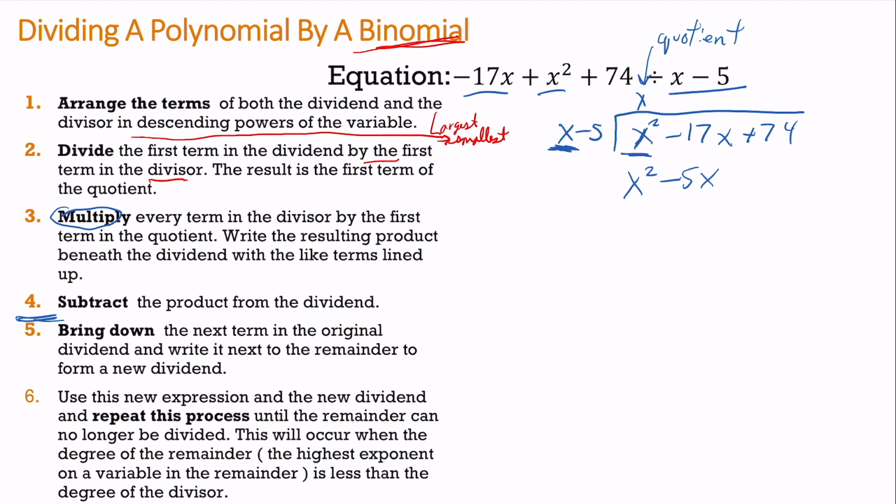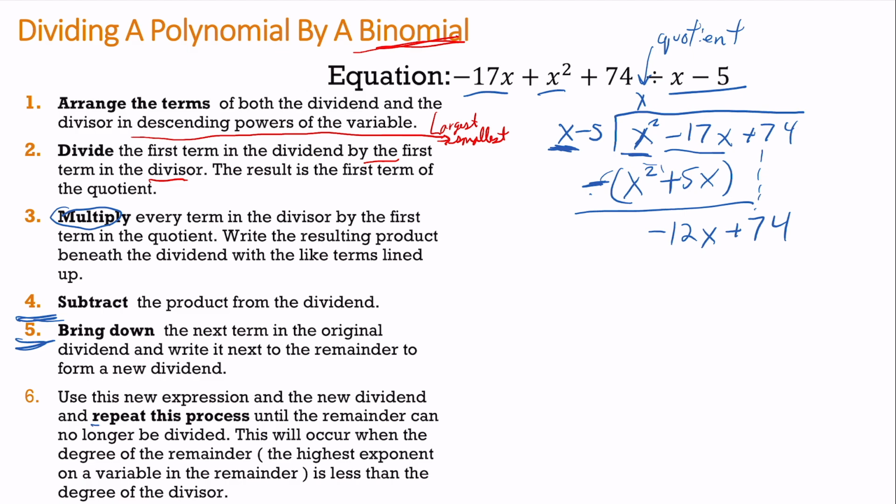Then I go ahead and subtract, right? It's the same thing we did with long division. We multiply and then we subtract. I always make sure to put in parentheses because this negative has to distribute to my second term. So I have x squared minus x squared. Those should cancel out. If they don't cancel out, we made a mistake, and that's okay, we can fix it. But here they cancel out. Then I have negative 17x minus a negative 5x, so that's plus 5x, right? That gives me negative 12x, and then we bring down our next term, which in this case is a plus 74, right?